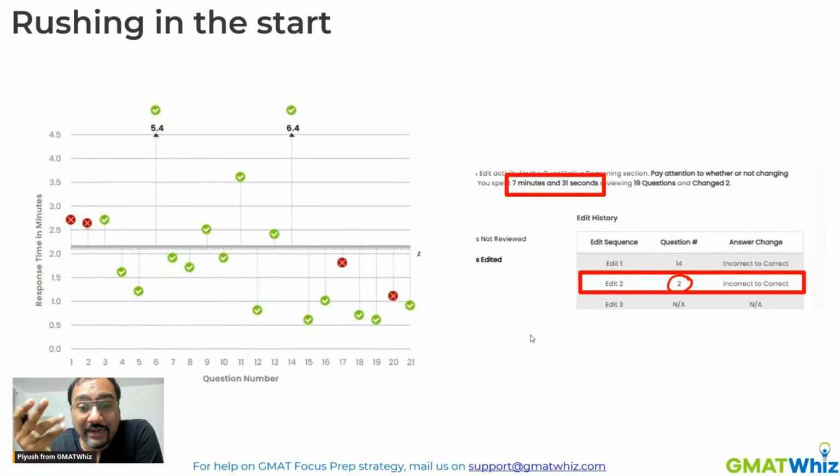Why did he rush in the start? And see, the timing for the second question is just 2.5 minutes, and that includes the time for review. It is not the initial time. The initial time was somewhere over here possibly. He got that wrong. He rushed through it. He missed something simple, and then he was able to catch that later. If he's able to catch that later, he could have caught it earlier.